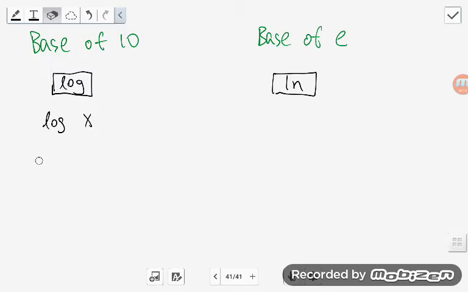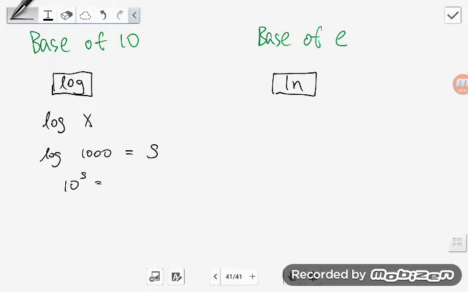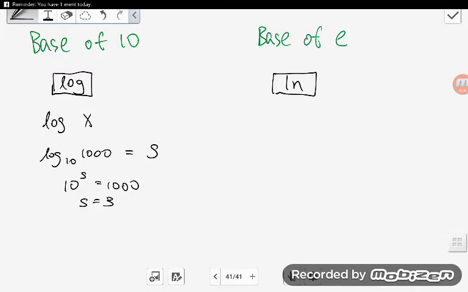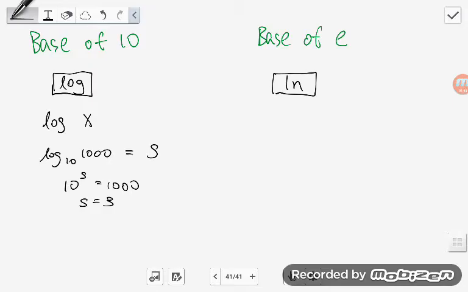Okay? So let's say today I have log 1000. What is this going to be? So you need to think about this in your head. The base is 10. Let's say this value is equal to s. If I convert this to exponential form, I'll say 10 to the power of s is equal to 1000. So my s is equal to 3. Right? You can write it down, there's nothing wrong with that. But just keep in mind that when they don't write the base, it is automatically base 10, which is what our number system is, right?